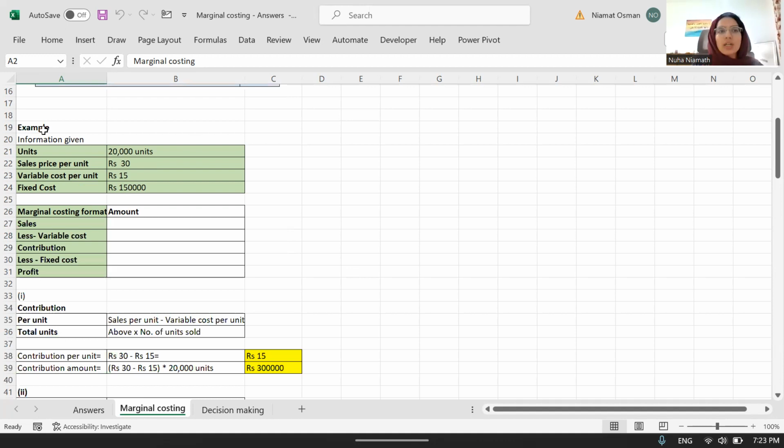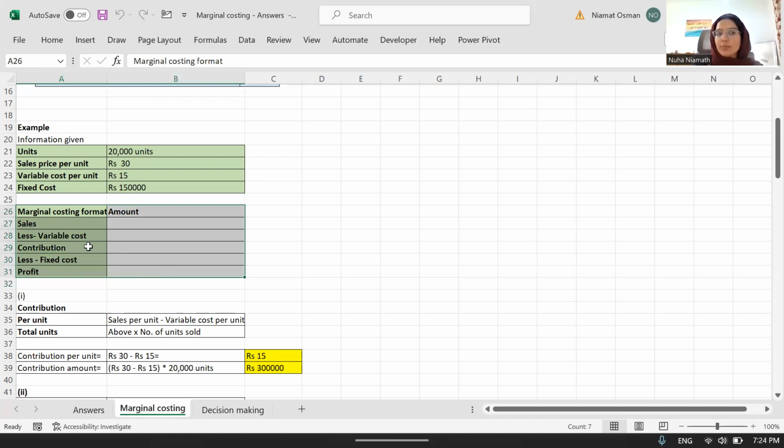Now let's start with one small example, and with this example, we will perform all our different formulas. Let's take an example. We have 20,000 units that have been sold by an entity. The sales price per unit is 30 rupees. The variable cost per unit is 15 rupees. The fixed cost in total is 1,50,000.